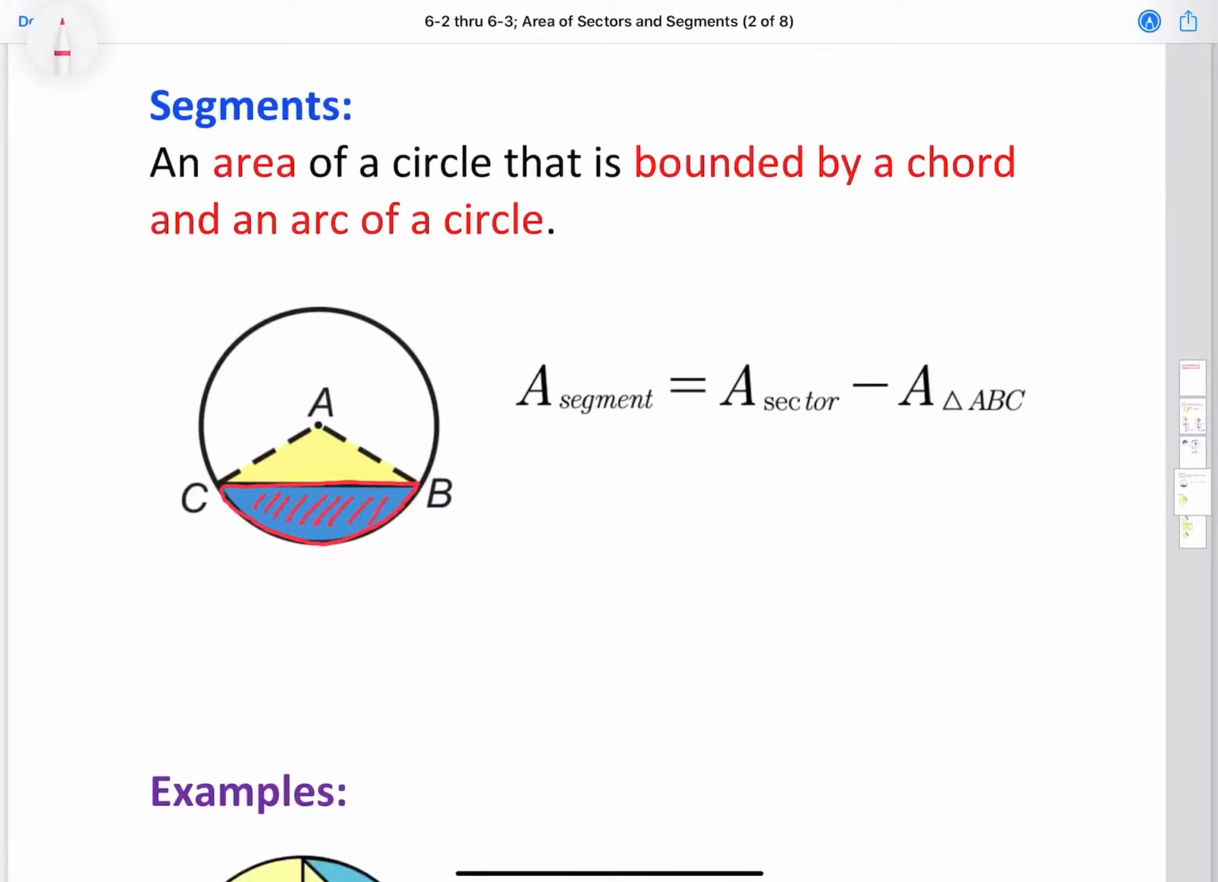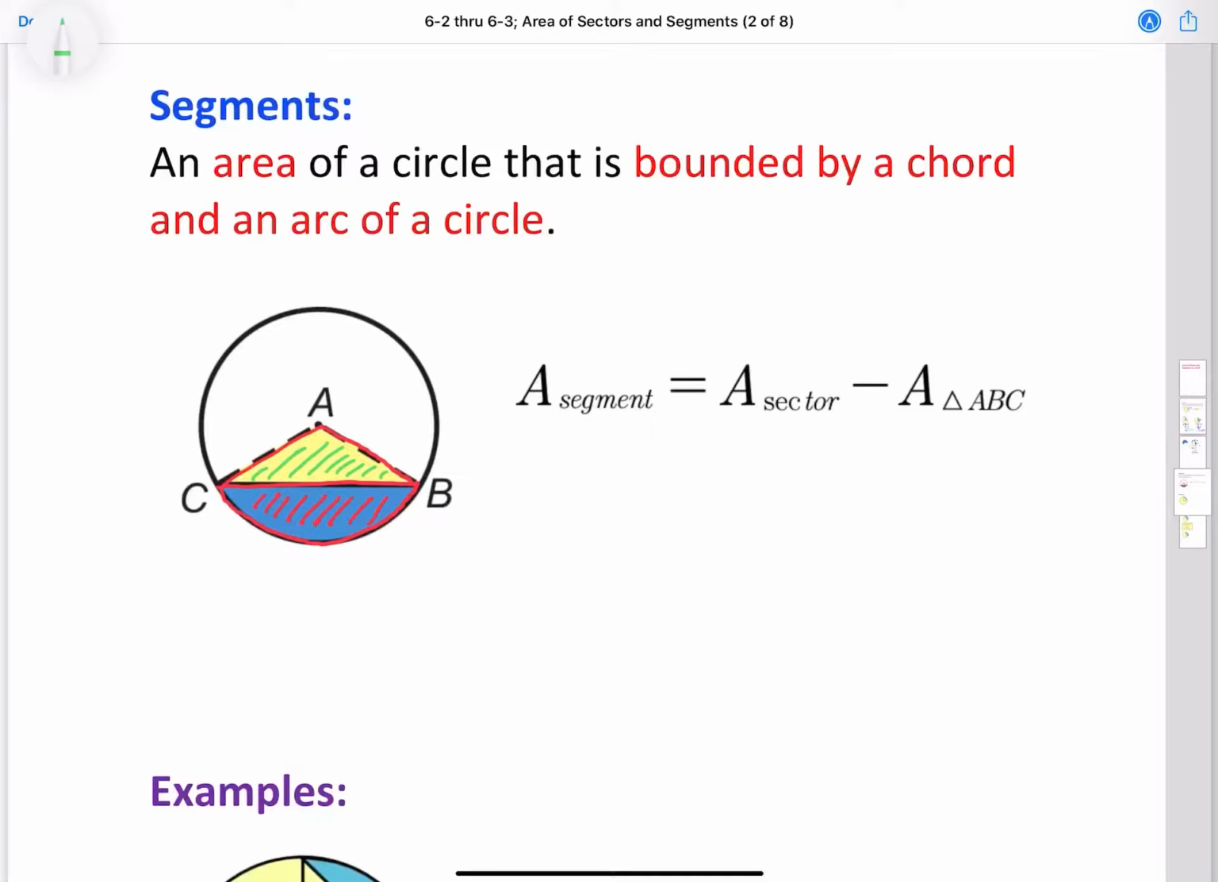And in order to do that, what we're going to do is we're going to find the area of the entire sector like we did before, and then we're just going to subtract that triangle that is between that segment and the two radii.